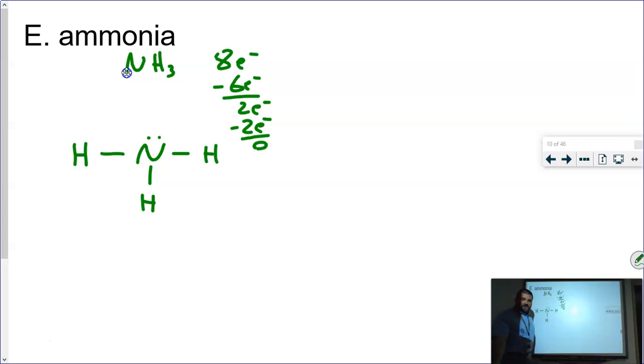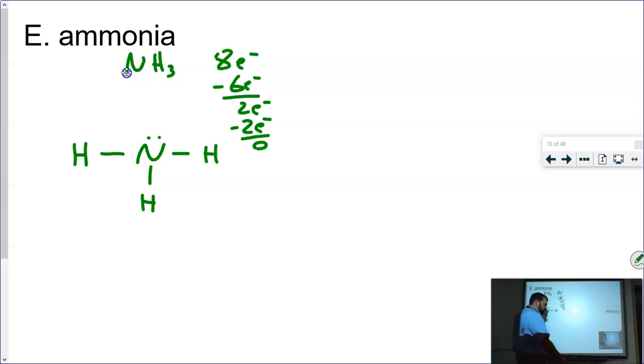You can check formal charge if you'd like. Hydrogen, 1 valence electron, minus 1 dash. It's 0. We're good. Nitrogen, 5 valence electrons, minus 1, 2, 3 dashes, 1, 2 dots for 5. Formal charge is 0. We're good. This is the correct structure.